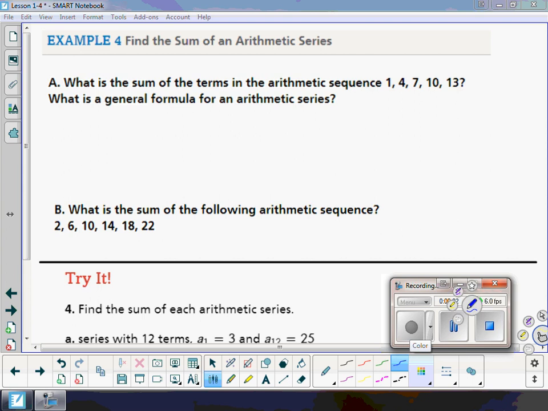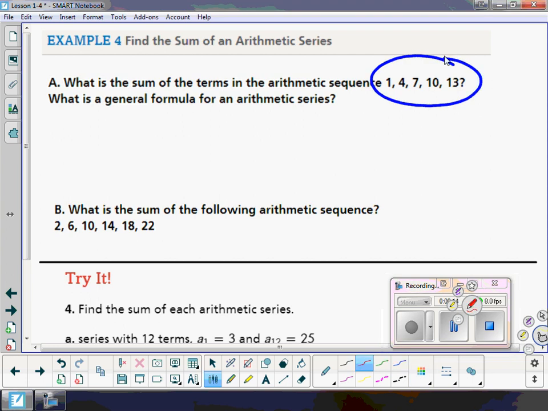Here we are. We're taking a look at example 4 in lesson 1-4. This example has two parts, A and B, and they want us to find the sum of the terms in this arithmetic sequence and then the sum of the terms in this arithmetic sequence. I actually want to do the red one first because it has an even number of terms.